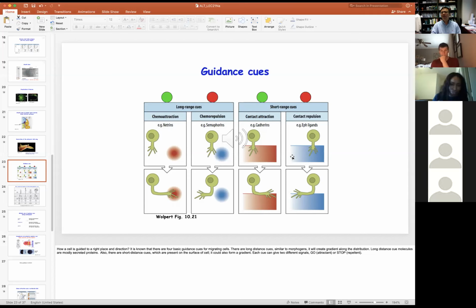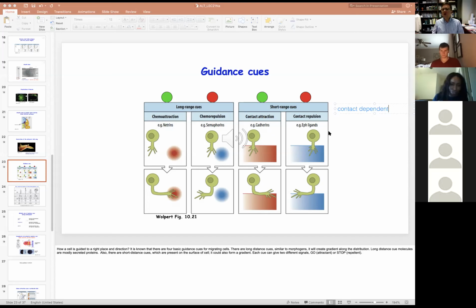And on the right is the short-range cue. It could be a secreted molecule, but most likely it is deposited on the surface of the cell, okay? So that's why we call it short-range cue. And then let me write it down in here. One in here is that, okay, that is contact dependent, okay?